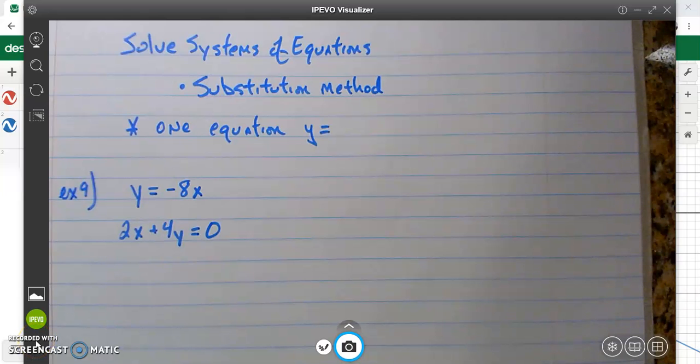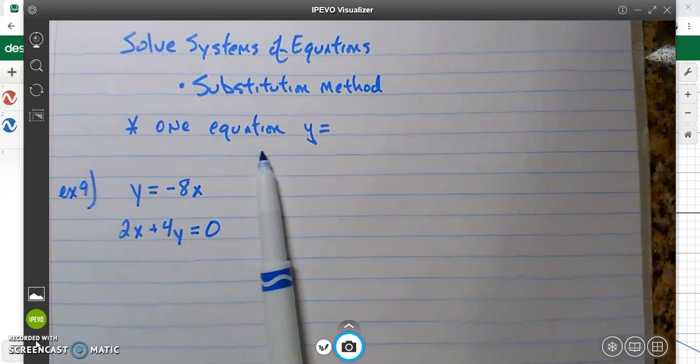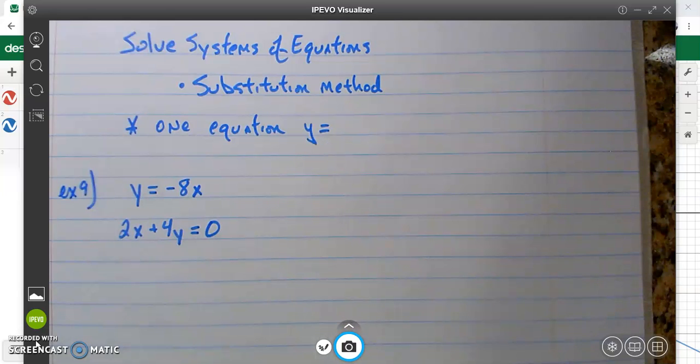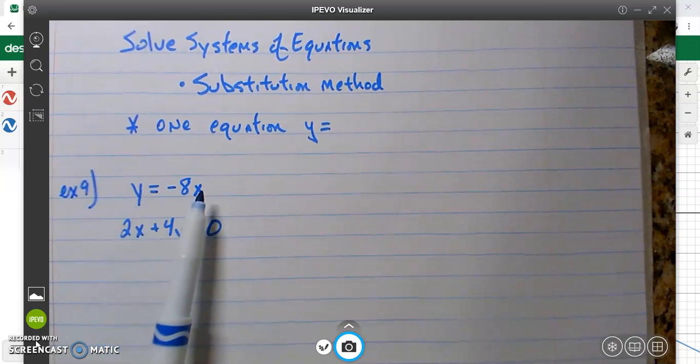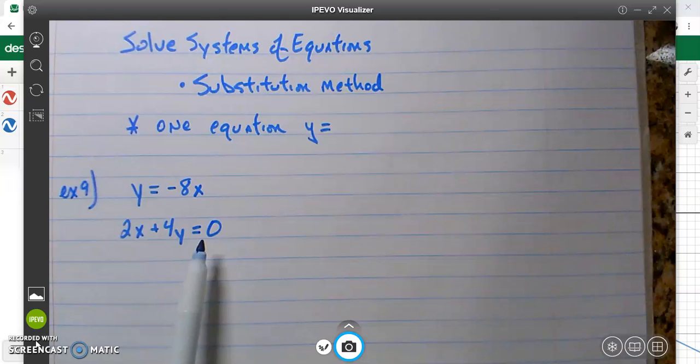Today we're going to look at solving systems of equations using the substitution method, and for these two examples we're going to look where one equation is y equals but the other equation is not. And you can clearly see in my example here, one equation is y equals, or slope-intercept form, and one equation is in standard form where both x and y are on the same side. Provides a little different challenge than yesterday's work.